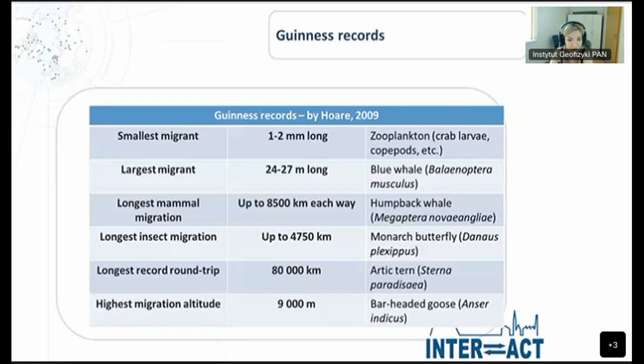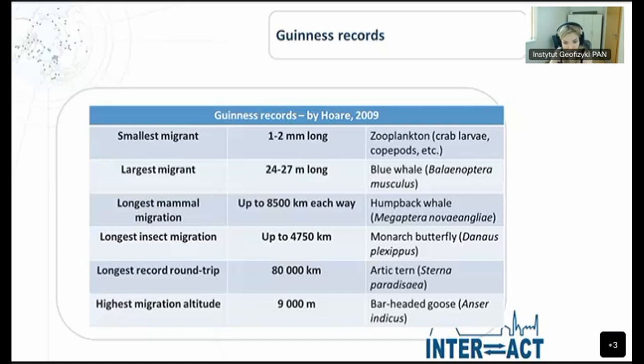And the largest migrant, in contrast, is the blue whale, which is the largest mammal on Earth, and can be up to 27 meters long. Another representative of whales is the humpback whale, which also lives in polar regions, and it's holding the record for the longest mammal migration. Each way it travels even up to 8,500 kilometers.